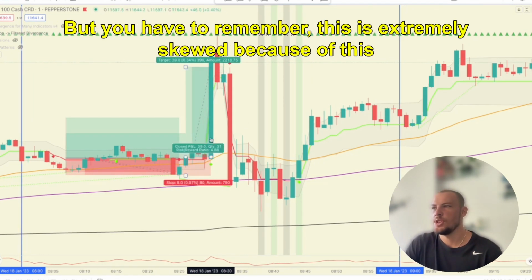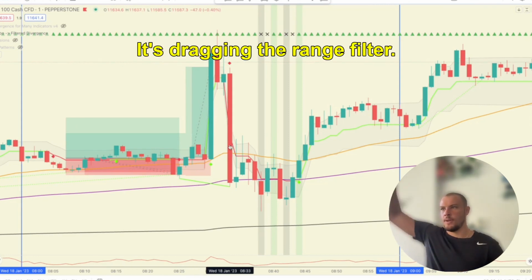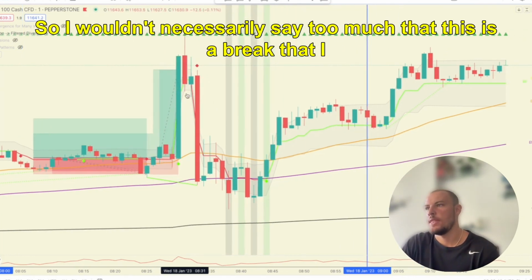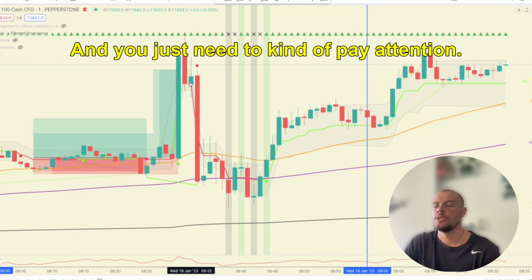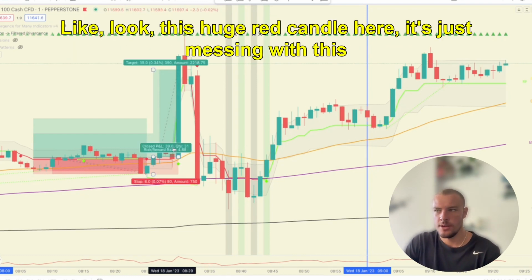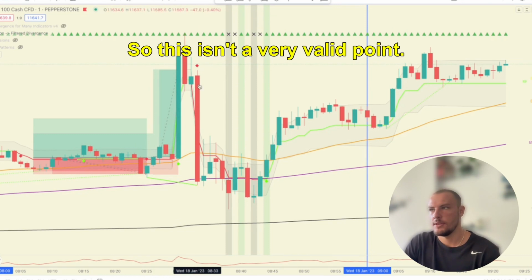Now, you see it breaks below the range filter here and breaks above it, but you have to remember this is extremely skewed because of this giant candle. It's dragging the range filter. So I wouldn't necessarily say too much that this is a break, and I wouldn't have entered here, and neither should you. You just need to pay attention. Look, this huge red candle here is just messing with this range filter. So this isn't a very valid point.